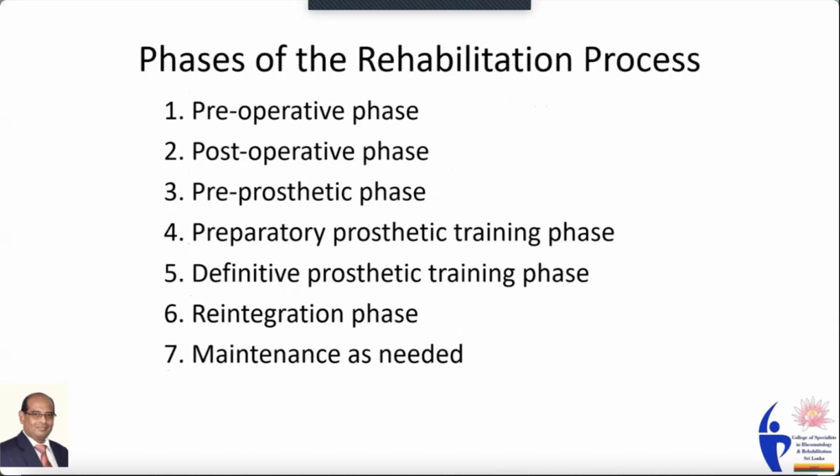This rehabilitation process we can divide into seven phases: the pre-operative phase, post-operative phase, pre-prosthetic phase, preparatory prosthetic training phase, definitive prosthetic training phase, reintegration phase, and maintenance as needed.